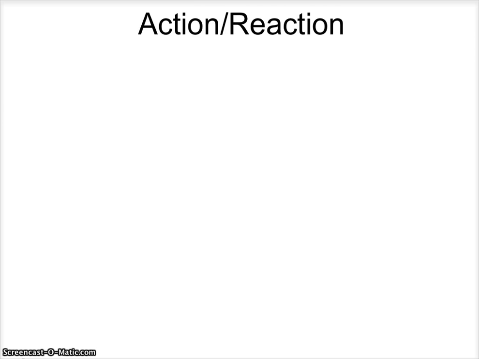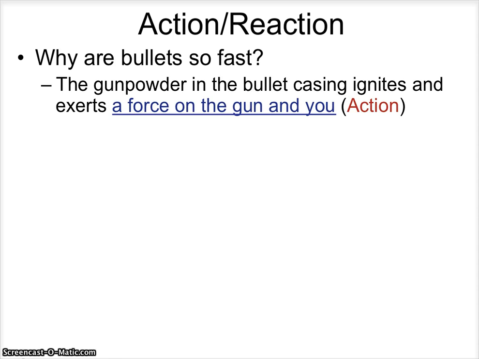So now, let's talk a little bit more about action-reaction pairs. Now that we can go through this, we can actually start talking about why bullets are so fast. Now, the gunpowder in a bullet casing will ignite and will cause an explosion. And that explosion will exert a force on the gun and you, right? Because you're holding onto the gun, presumably. And that's the action force.